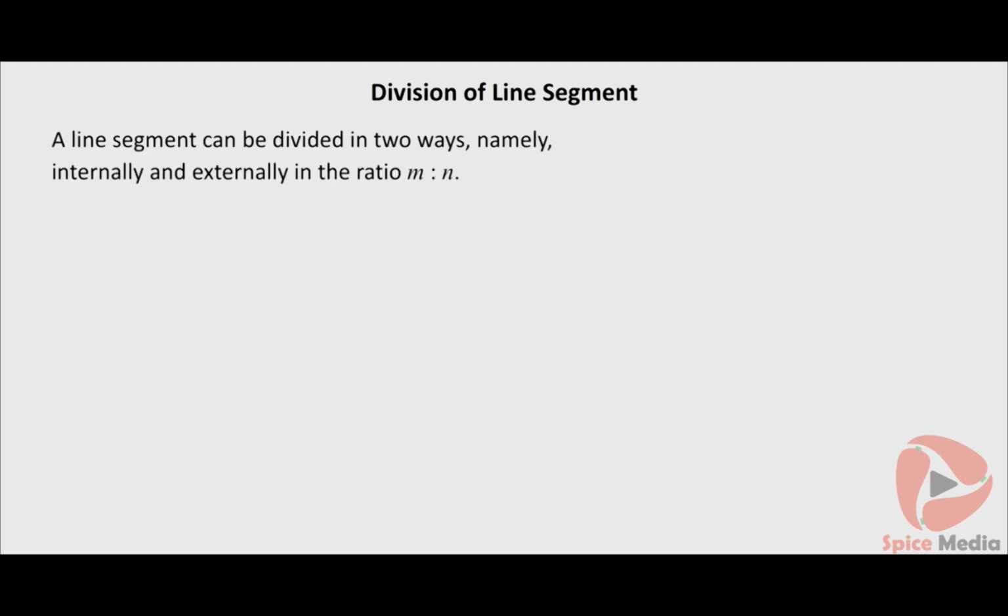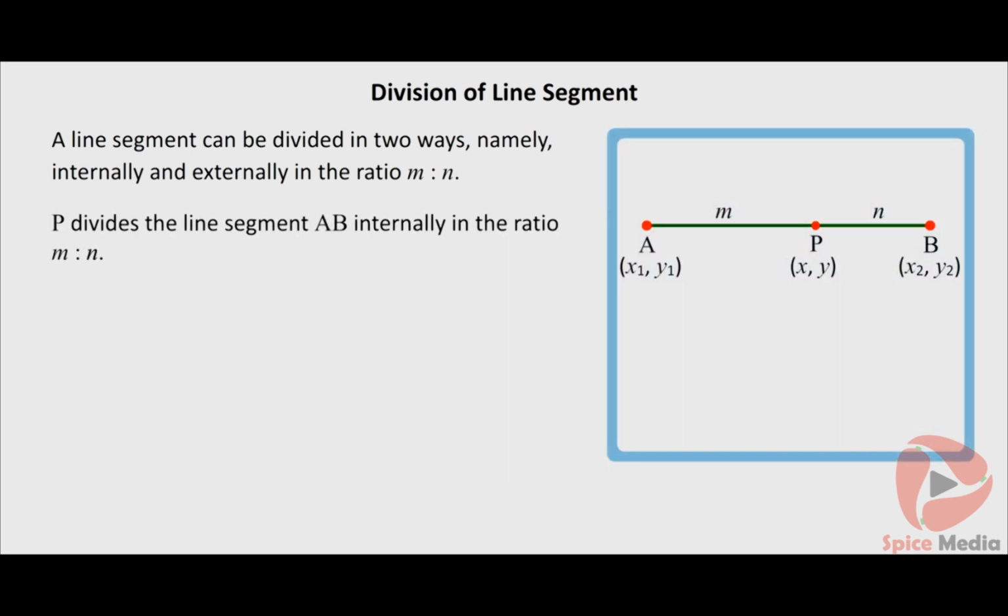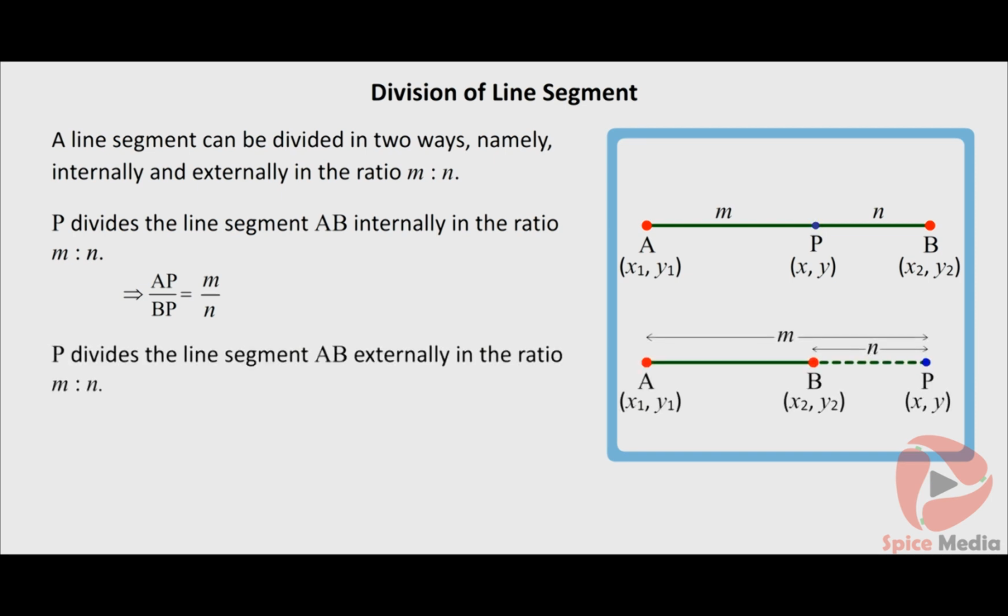A line segment can be divided in two ways, namely, internally and externally in the ratio m:n. P divides the line segment AB internally in the ratio m:n. This implies AP by BP is equal to m by n. P divides the line segment AB externally in the ratio m:n. This implies AP by BP is equal to m by n.